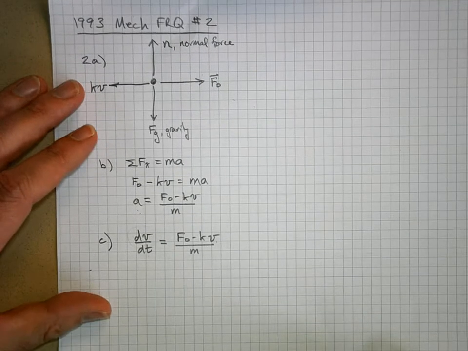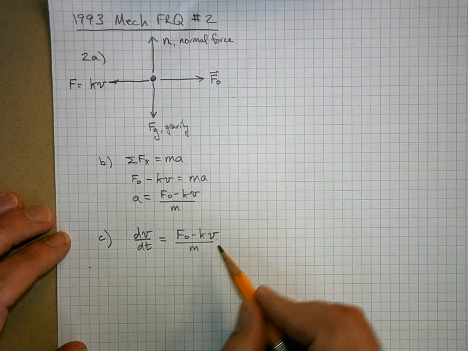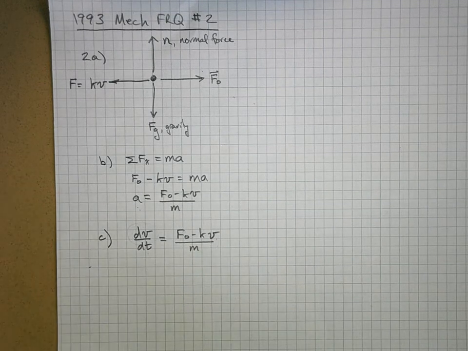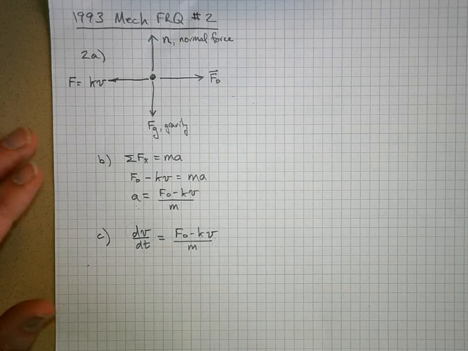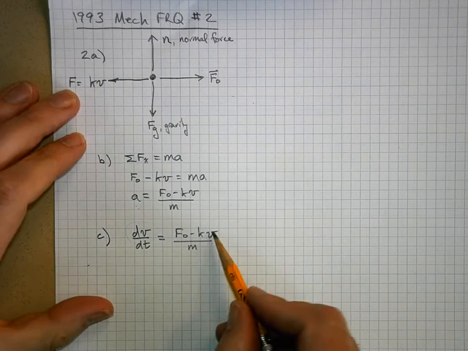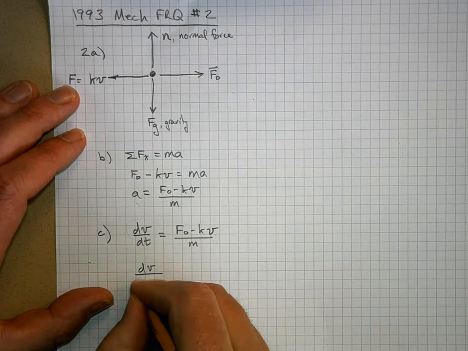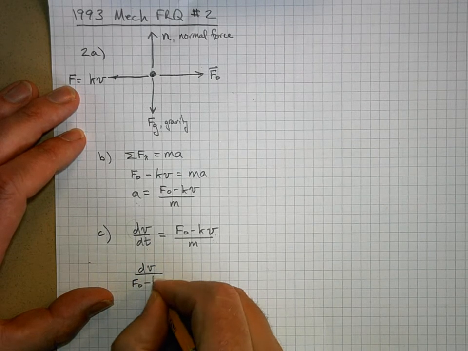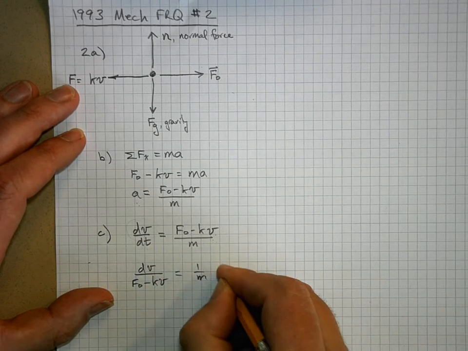All right. Now, just an aside, remember when we were talking about simple harmonic motion, we had the function and its second derivative in the expression. So that gave us simple harmonic motion. But here we have a variable and its first derivative. Okay? So there's little patterns you're going to see. So what we need to do is I'm going to just separate the variables a little bit here. I'm going to say dv over F naught minus kv equals 1 over m times dt.